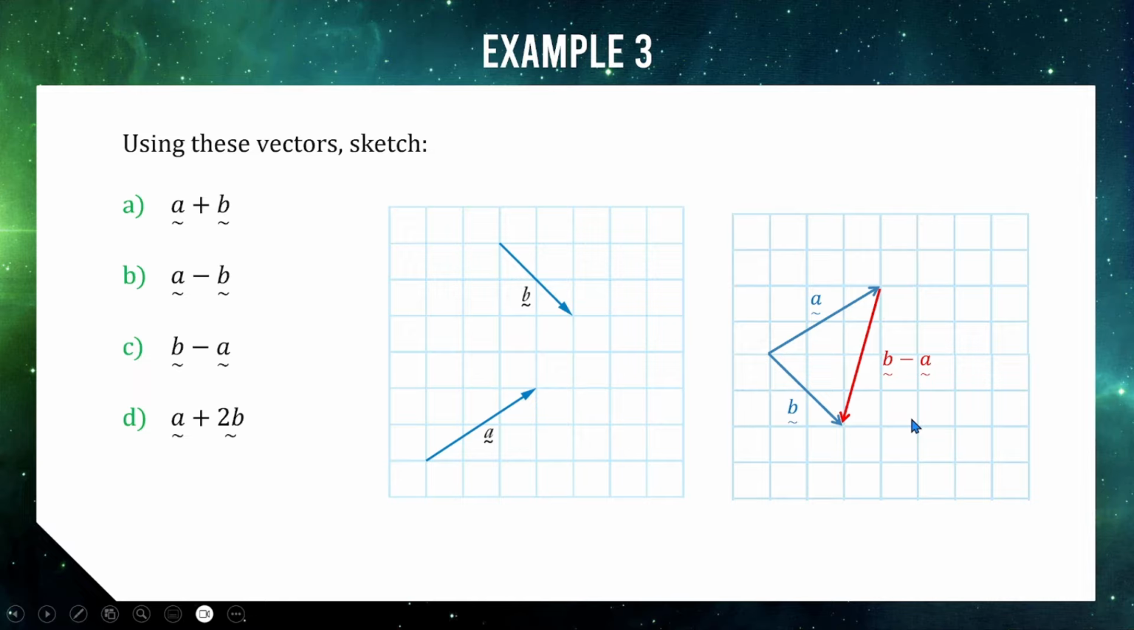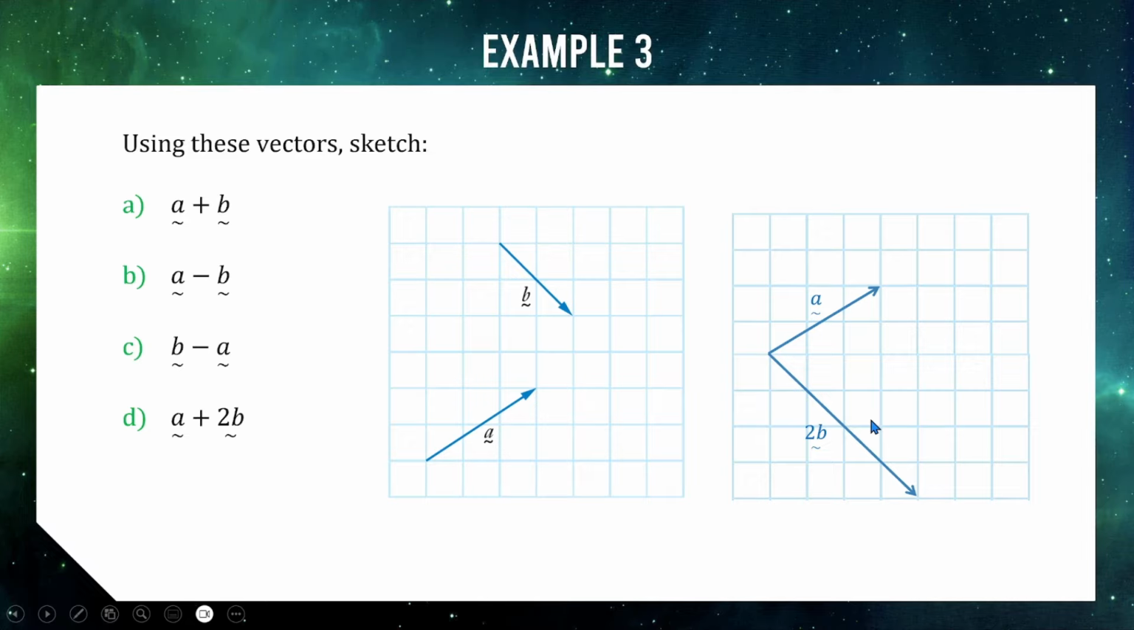All right, and now for the fourth one, we're going to do the vector A plus 2 times the vector B. Now, whenever you take a vector and multiply it by a whole number, or just a number, this is called scalar multiplication. What's going to happen to this B is it's going to stay the same direction, but the vector is going to become twice as long. So vector A is remaining the same. Vector B has now been doubled in length. So instead of going down and across 2, it's going down and across 4.